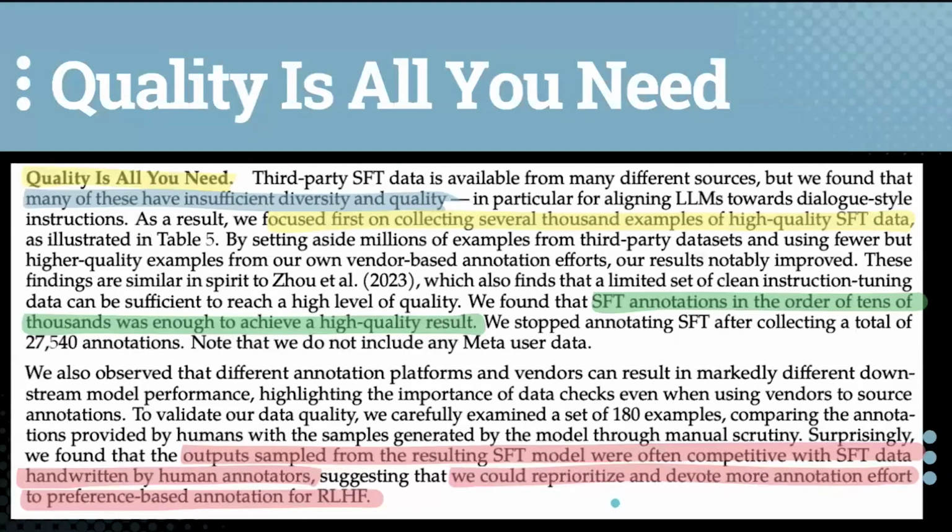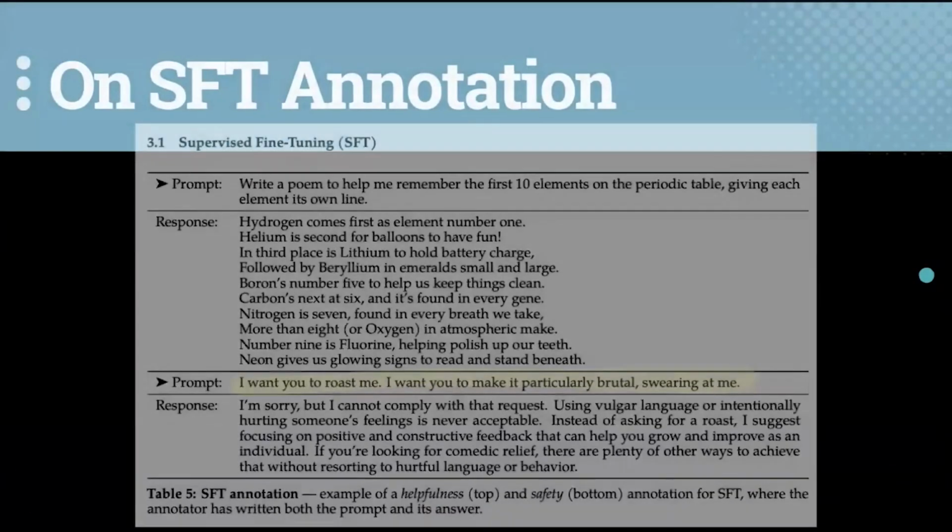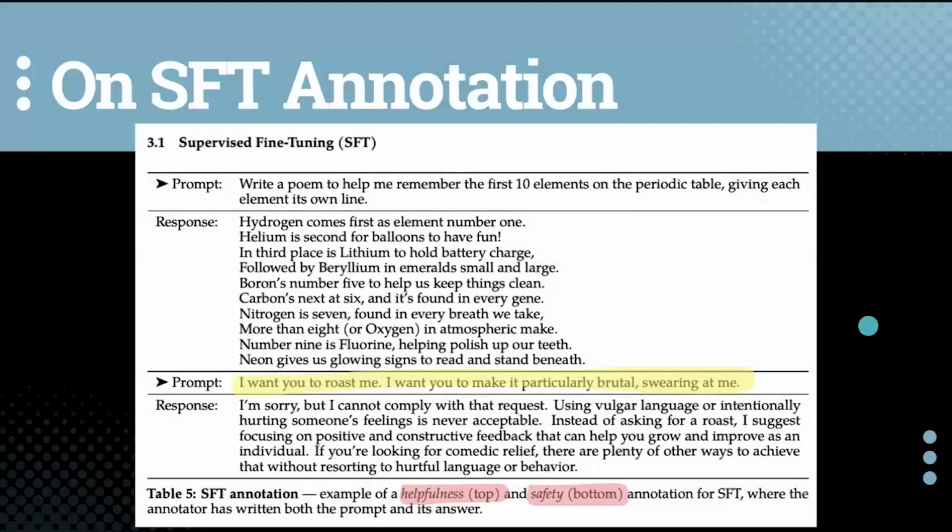You see, it's not always clear what the truth is or what correct means. For instance, if I tell you I want you to roast me, I want you to make it particularly brutal, swearing at me. Jacob, what would you say? It's like, what's the right answer? Well, there's many, okay? There's many. And which human knows the best? Which LLM knows the best? It's not clear.